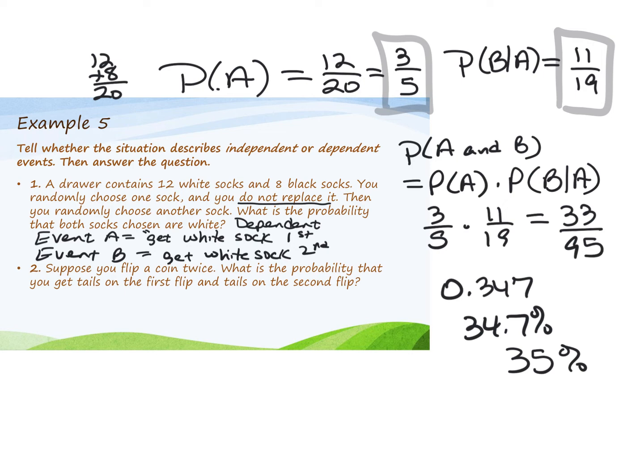Now I'm going to do example 2. Suppose you flip a coin twice. What is the probability that you get tails on the first flip and tails on the second flip? When I flip a coin, this is an example of an independent event when I flip it twice. I don't take away a head or a tail after the flip. It stays the whole coin. So this is independent.